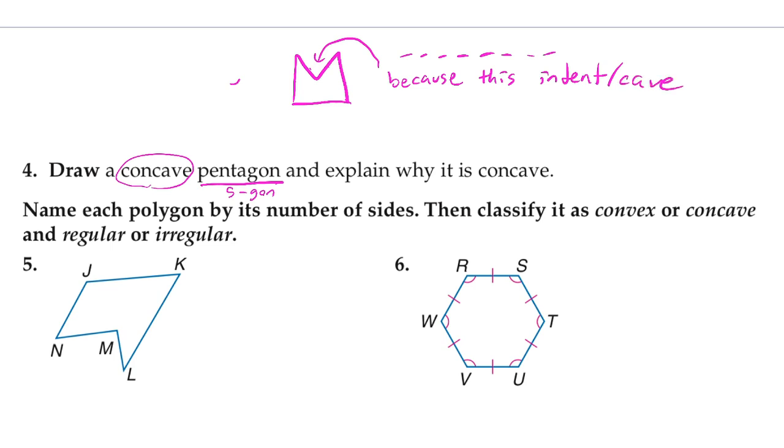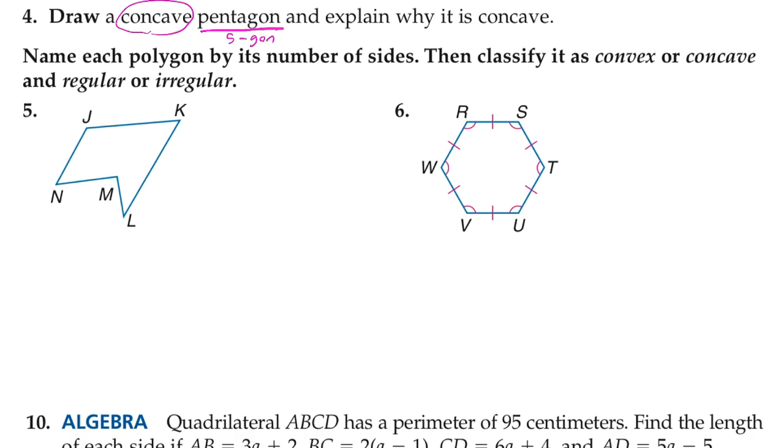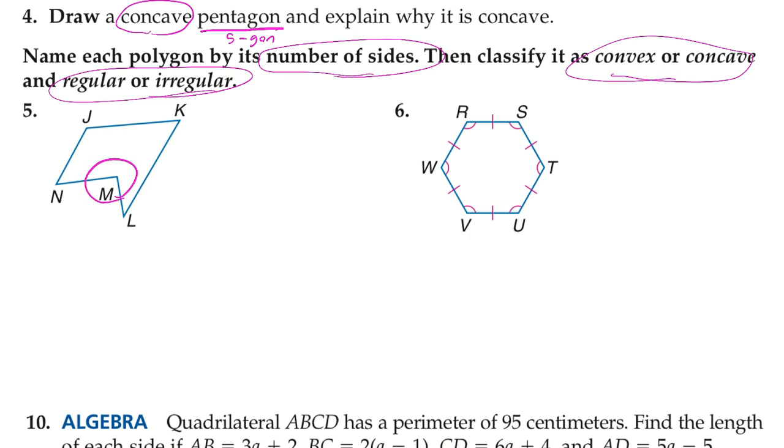Boom. And then, let's see, name each polygon by its number of sides, then classify it as convex or concave and regular. So we got 3 ways to classify it, right? So we got number of sides, we got convex or concave, and regular or irregular. So we have to use all 3. We have to give the full name here. Okay, so this one, boom, it's concave. And we know it's not regular. First of all, we don't make any assumptions, and it doesn't tell us if these sides are congruent, so they're not. Right? We just don't assume that. So it's not regular, and it's concave.